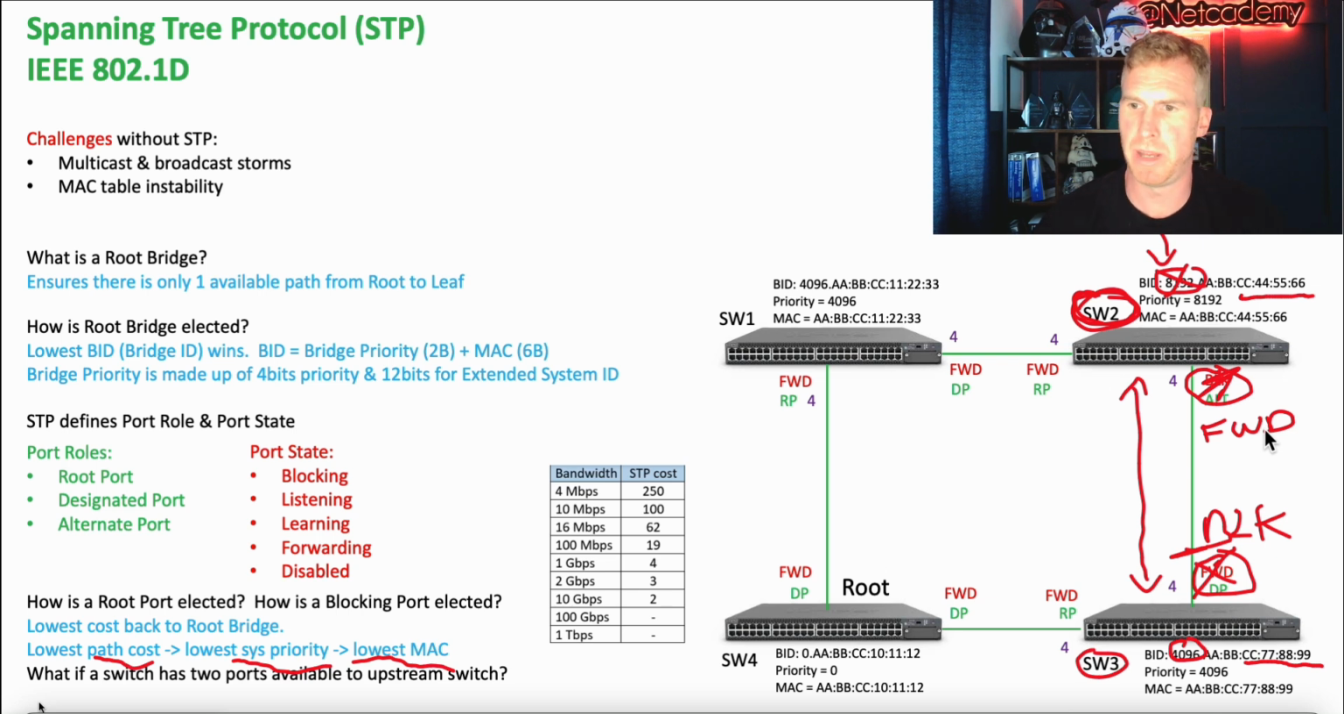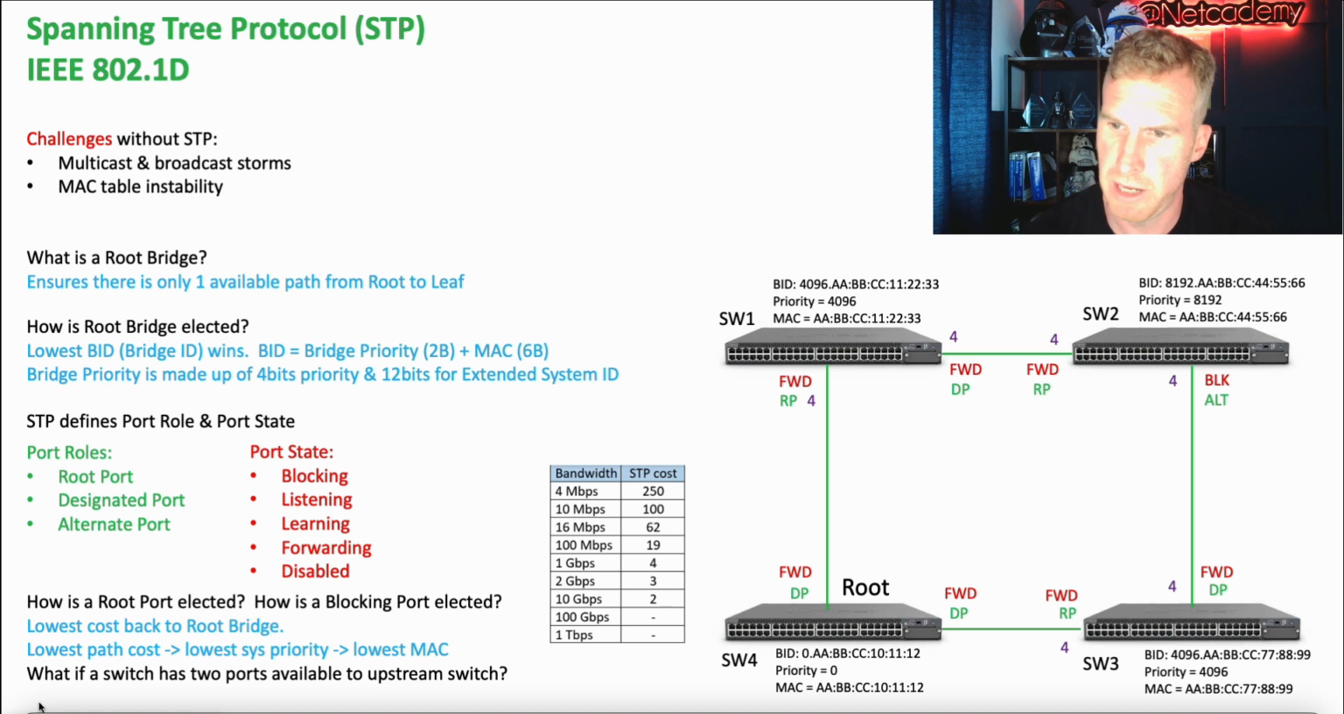But just remember, how is a root port elected and selected? It's the lowest cost to get back to that root bridge. How is a blocking port actually elected? First, it's done on the lowest path cost. If there is a tie, it will then look at, between those adjacent switches, who has the lowest priority. And if there's a tie in that priority, it will then see who has that lower MAC address.